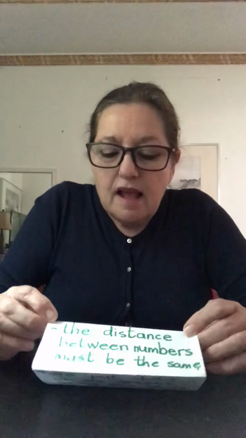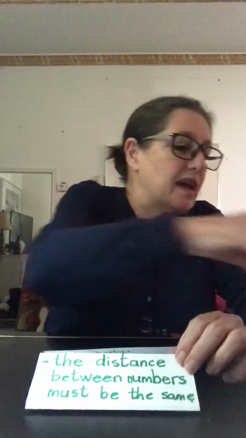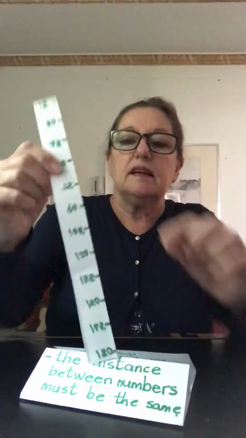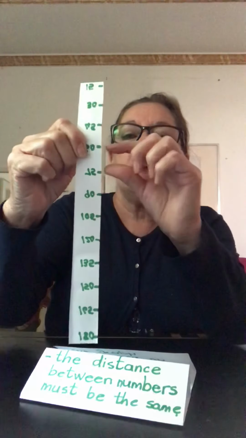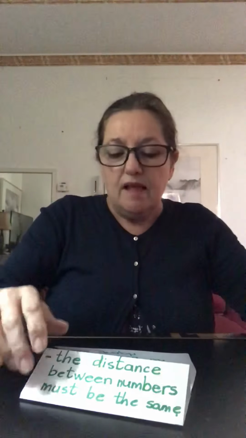Okay, so let's have a look at what we've just learned now. First of all, we're looking at the scale, right? There you go, the scale. The first thing I want you to know is the distance between numbers must be the same. So when we have the scale here, you'll see the distance is exactly the same between each one. That's a very important part of the scale.